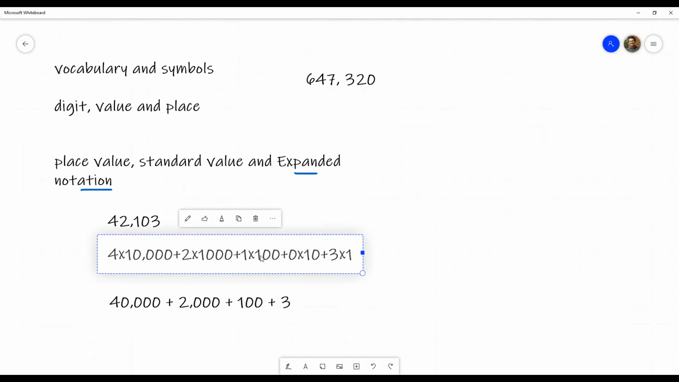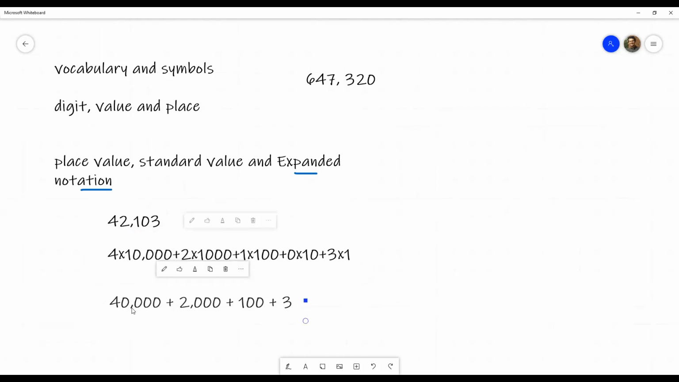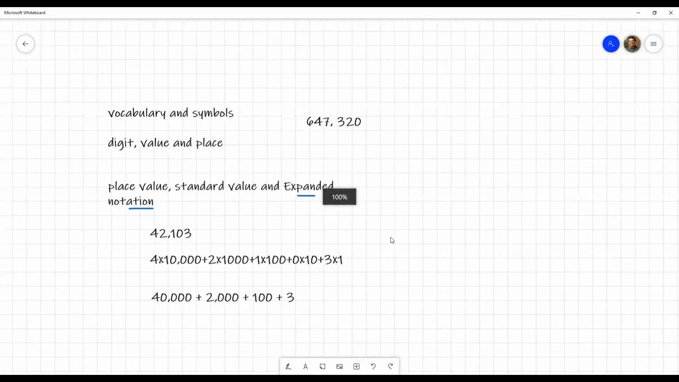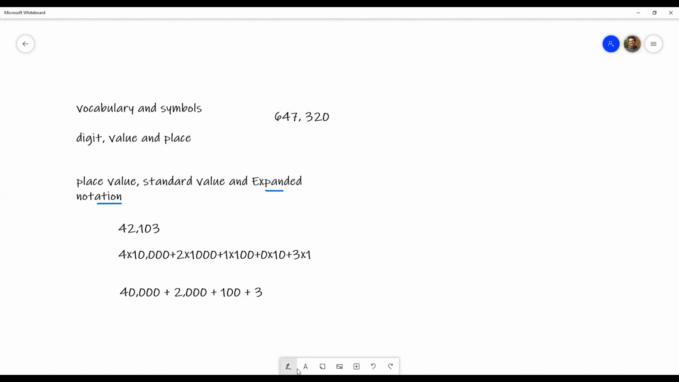times 100, 0 times 10, 3. You get this: 40,000 plus 2,000 plus 10 plus 3. This is called the expanded notation, okay? So yeah, did you understand all the vocabulary and symbols that we learned today?